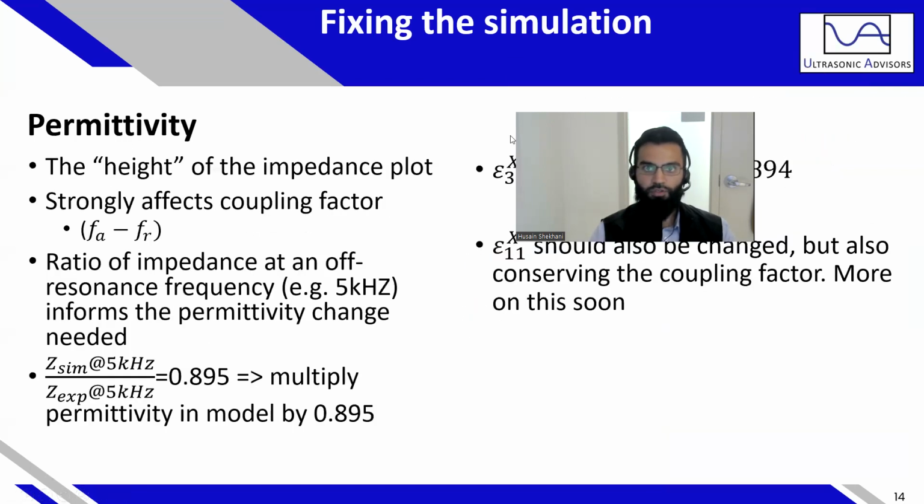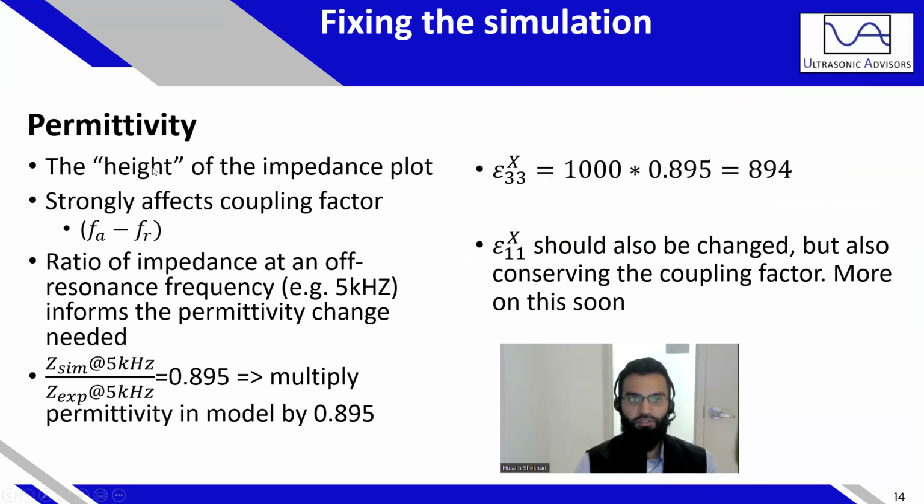All right. So the easiest thing to fix in the simulation and experiments is to get the permittivity correct. It's also a property which is independent of others. The permittivity under constant stress in the 3 direction.